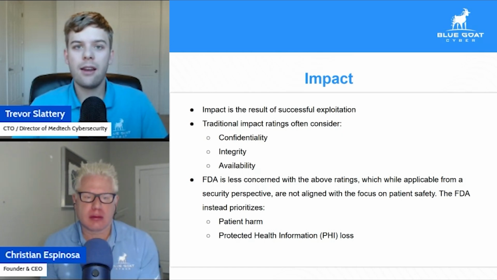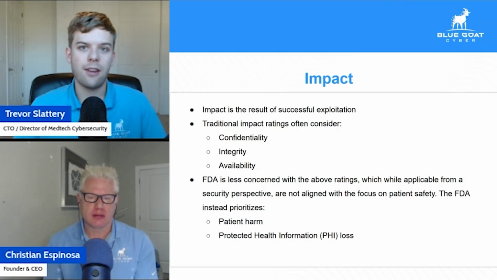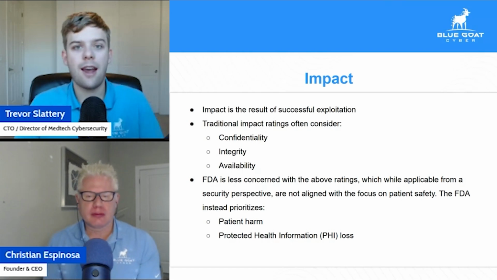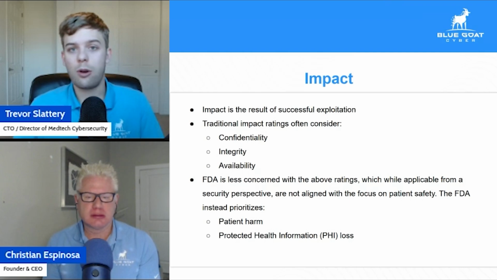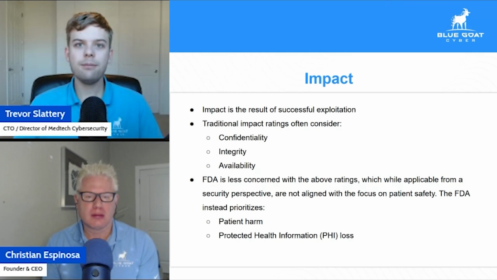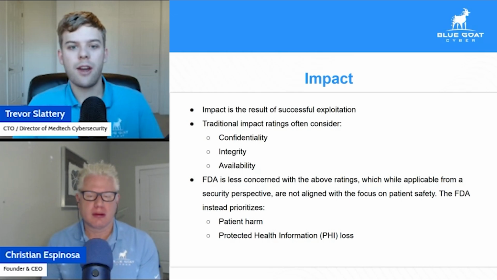Confidentiality is looking at keeping data safe and secure so that nobody unauthorized can access it. Integrity is ensuring that information or a system or a process has not been tampered with. And availability is making sure that no denial of service attacks can be executed against the device. All of these are still, of course, important to consider from a security perspective when looking at a medical device.